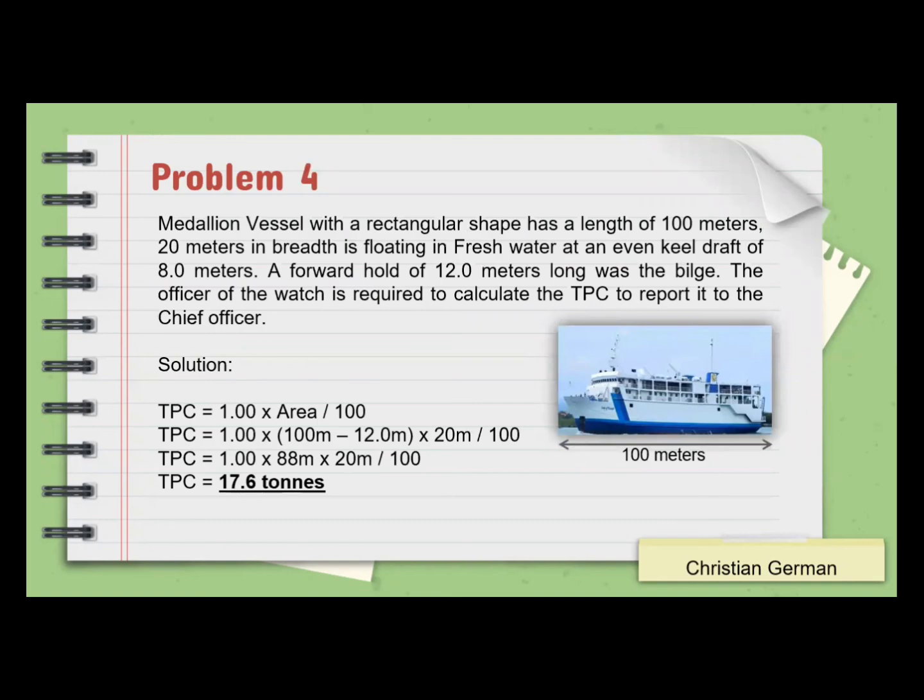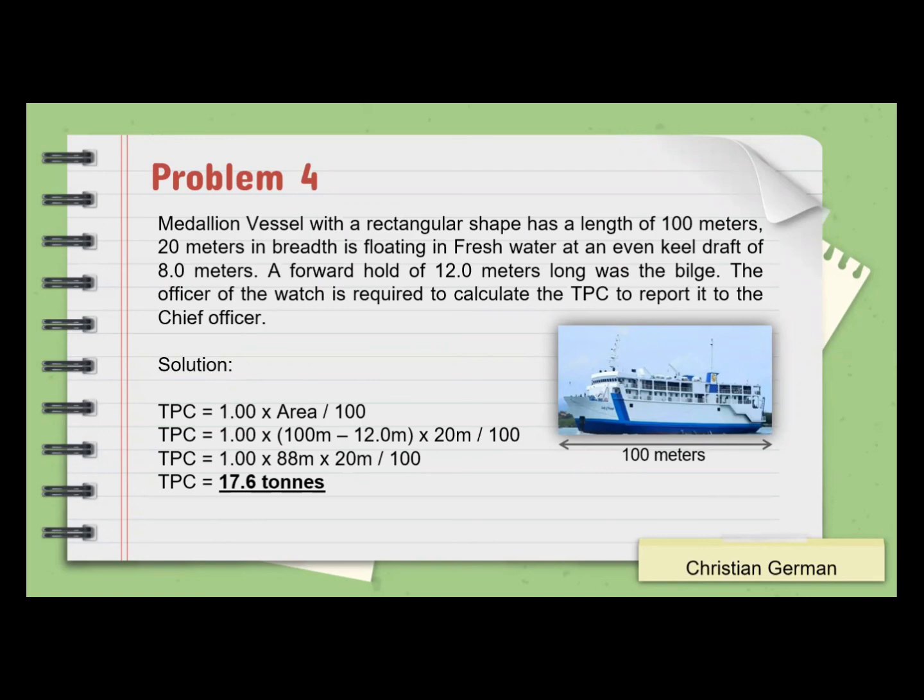A medallion vessel with a rectangular shape has a length of 100 meters, 20 meters in breadth, and is floating in fresh water at an even keel draft of 8.0 meters. A forward hold of 12.0 meters long was bilged. The officer of the watch is required to calculate the TPC to report it to the chief officer.